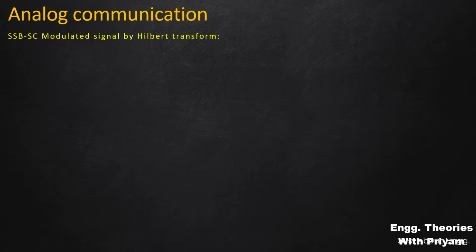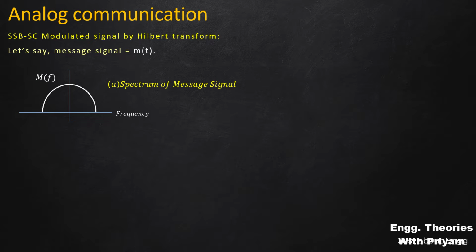Let's say message signal is equal to m(t). So the frequency spectrum of the message signal m(t) is equal to capital M(f), and the spectrum of the message signal in the frequency domain can be given by this. This spectrum of the message signal in the frequency domain contains both positive and negative part. So message signal m(t) in the time domain also has both positive and negative part.